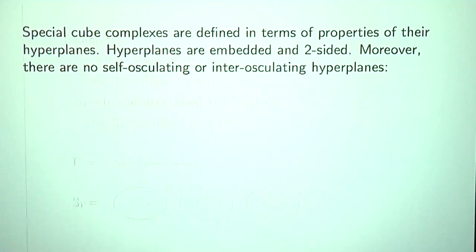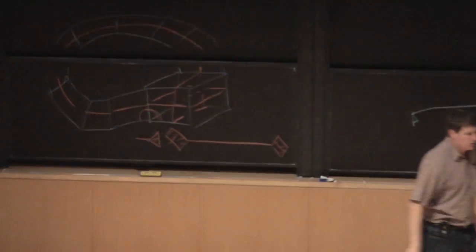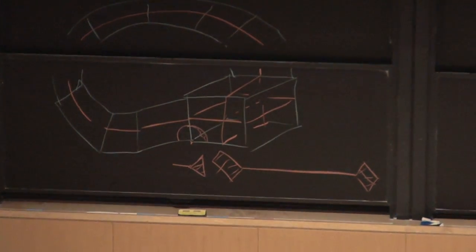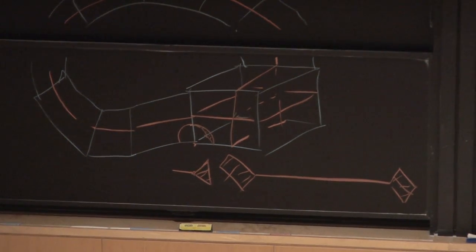Now, why do I care about right-angled Artin groups? Well, there's this notion of a special cube complex, which was introduced by Haglund and Wise. The hyperplanes in special cube complexes are embedded, so you don't see a hyperplane going around and intersecting itself. They're embedded and two-sided. And moreover, there are a couple of other conditions that say that hyperplanes don't oscillate.